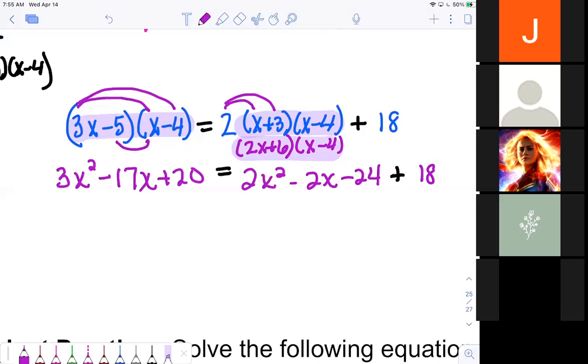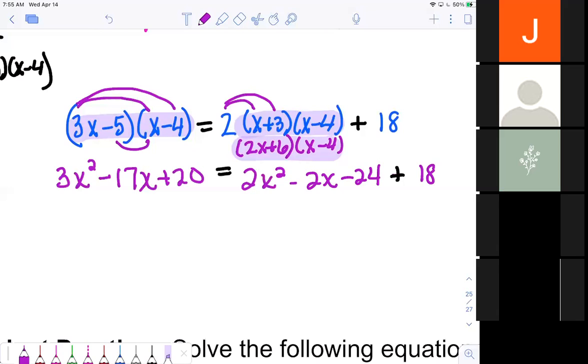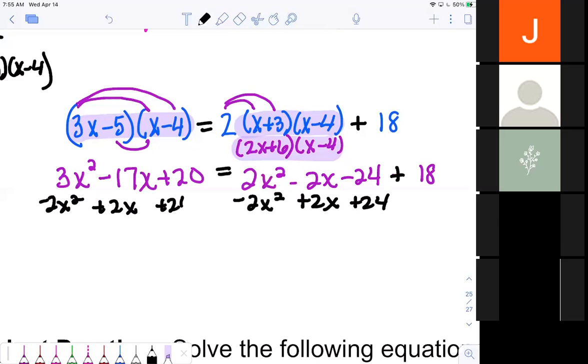All right. What do you do next? Ella, what do you think you would do next? Move the terms on the right to the left. Yeah, and we try and keep that x squared positive. So she said exactly the right thing, or the correct statement. So we're going to subtract 2x squared, add 2x. Line up your terms. Add 24, and then subtract 18. So kind of line everything up as you're taking it to the left side.